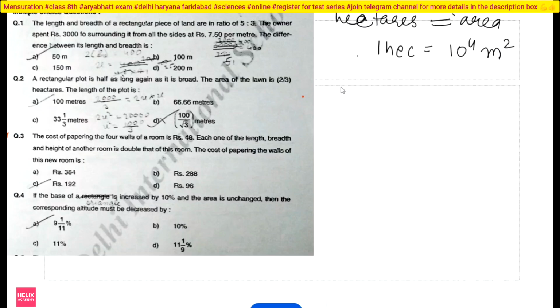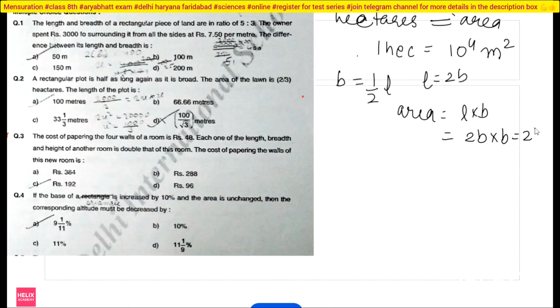So if b is the breadth, the length is half of it, is it okay? So I can say that L is equal to 2b, right? I can do one more thing: area is equal to length into breadth, or 2b into b, or I can say 2b square. Okay, so from now, see what they have given. The area of the lawn is 2 by 3 hectares.